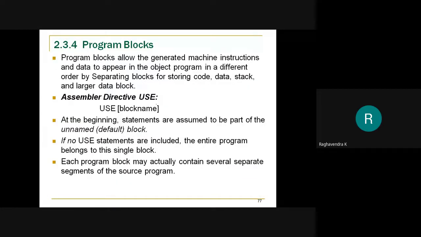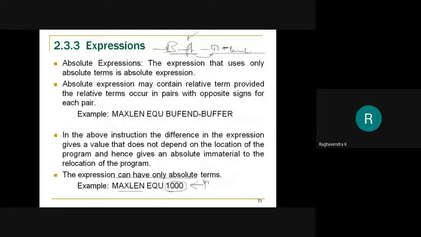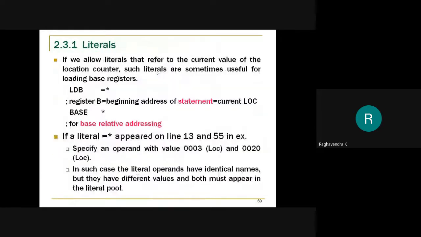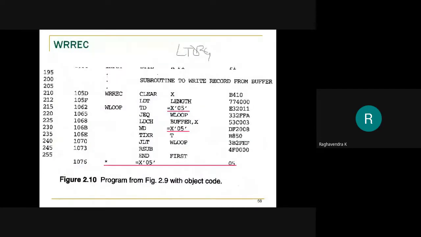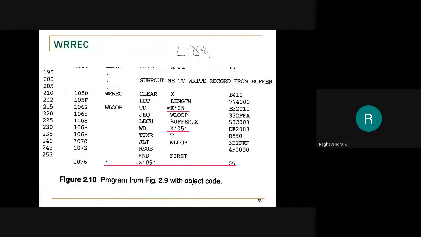Now the next concept is the concept of program blocks. Till now, the program that we have encountered, the sample program that we have considered, is actually written as a single program. Look at this. This is a single program, right? There is a START assembler directive here and it continues further, and there is an END assembler directive here. So it is a single program.